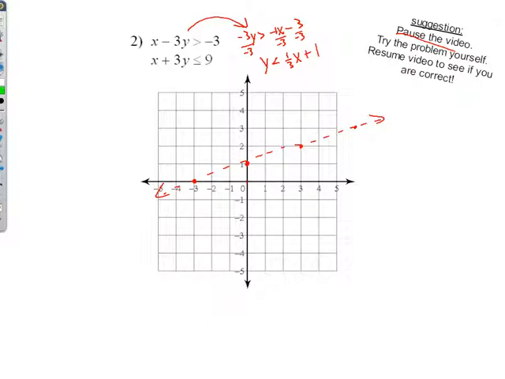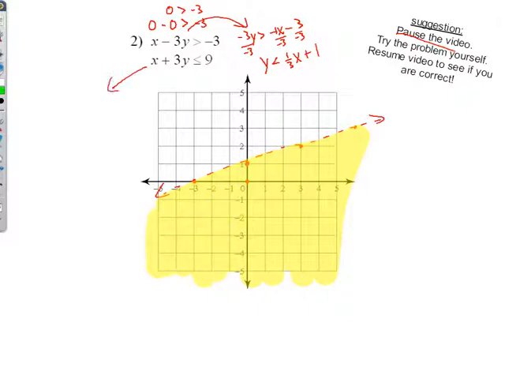And then I decide whether I'm going to shade on the 0, 0 side or not. I'm going back to the original inequality. 0 minus, well, 3 times 0 is 0, greater than or equal to negative 3. I get 0 is greater than negative 3. Well, it is. So I'm shading on the 0, 0 side of this, which I'm calling the lower portion of the graph. All right. Then I'm going to the next one.